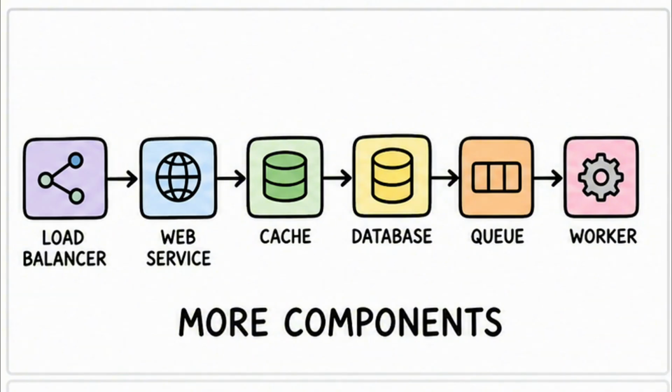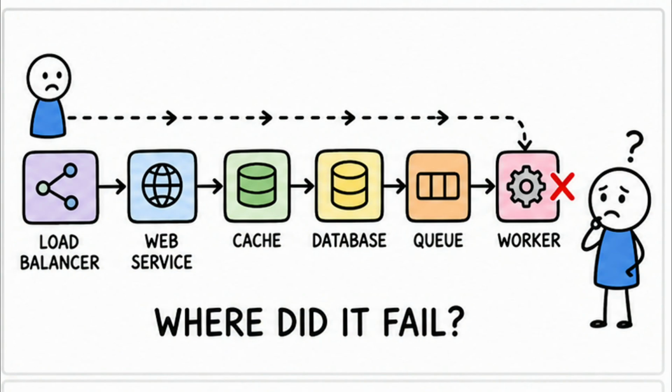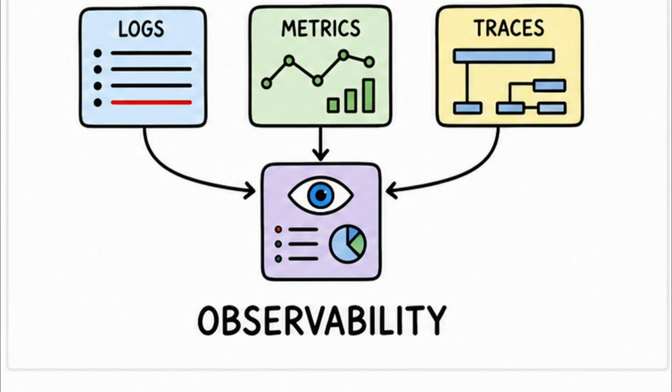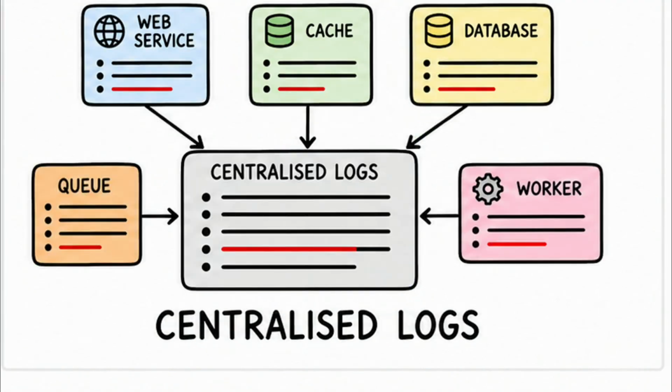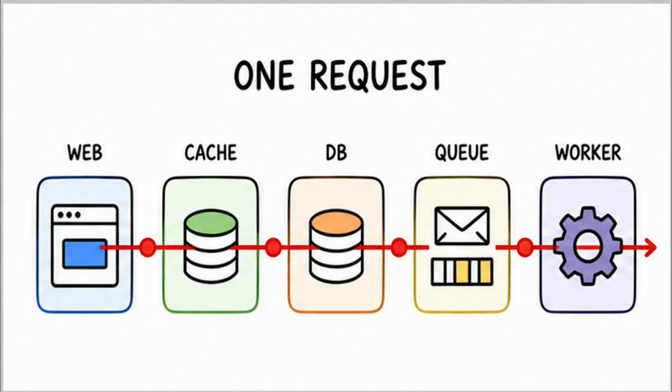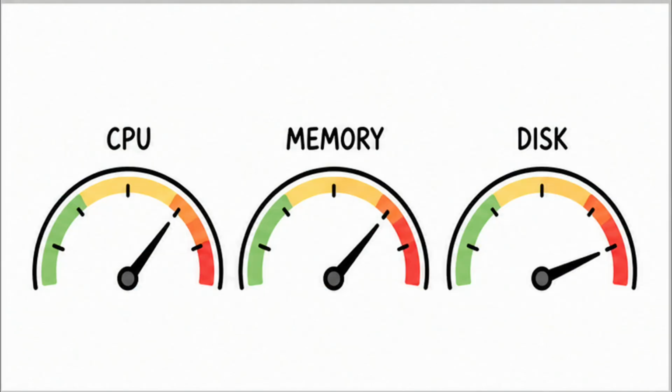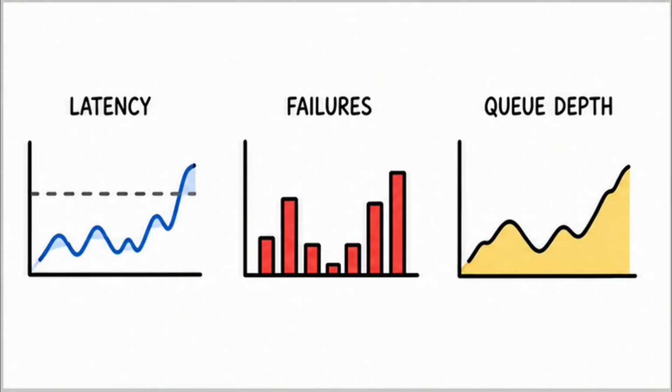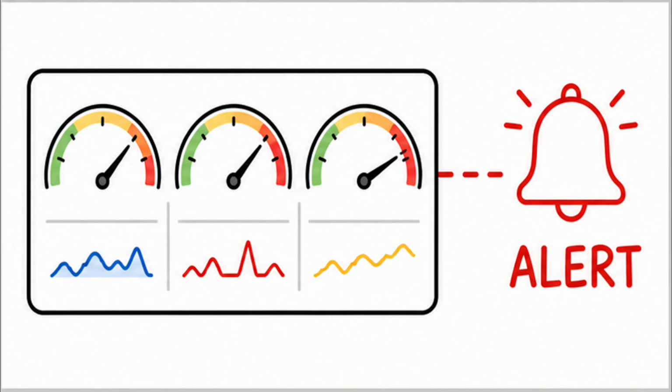As the system spreads across more components, understanding each request and failure becomes harder. Observability provides that visibility by combining logs, metrics, and distributed traces. Centralized logs collect events and errors from every service, while traces follow one request across those services. Infrastructure metrics show processor, memory, and disk usage, while service metrics track latency, failures, and queue depth. Monitoring watches these signals and raises alerts when a component approaches its limit.